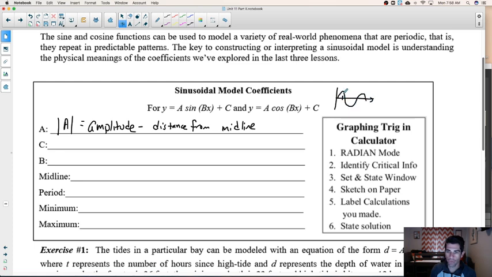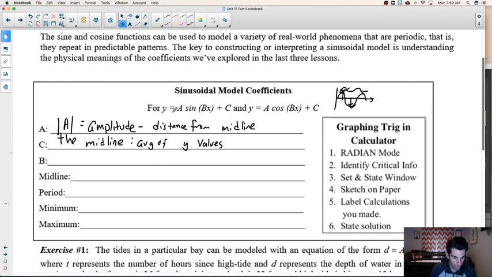It doesn't matter if there was a shift or if it's not a shift. The amplitude is showing you how high or how low you're going from wherever the midline may or may not be. Then you have your C value here, and that is the midline. If that C value is 0, the midline would be there. If it said +2, then that midline would be up here at the +2. So we're going to write the midline, or the average of the y values. Average of y values, and that would be like your max or your min there.